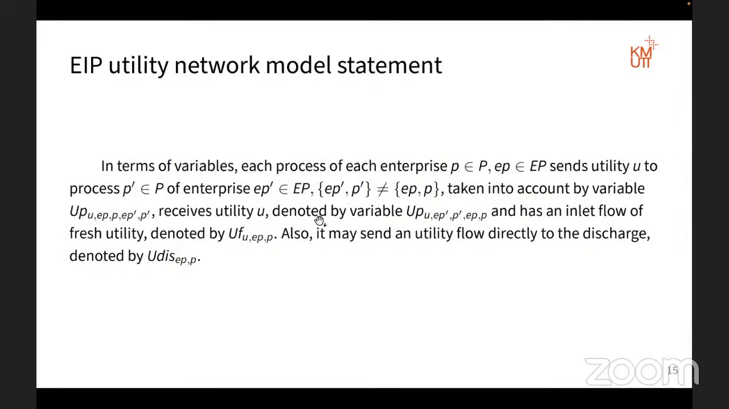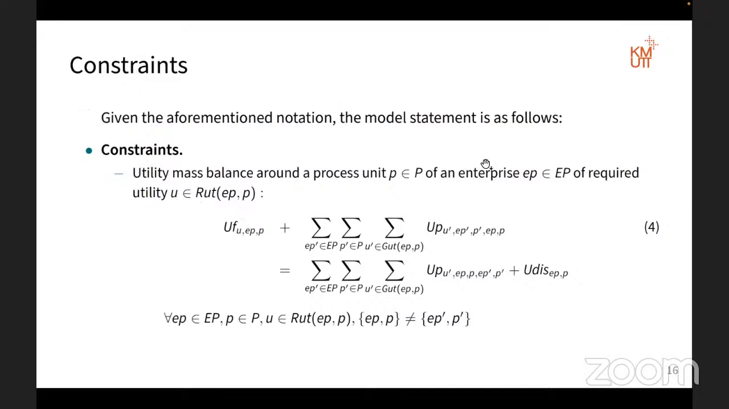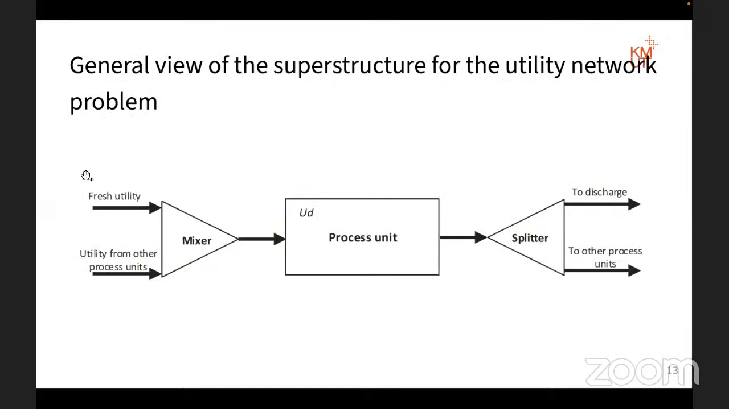Next, we set the constraints of the model. The first is the utility mass balance around process unit P of the enterprise EP, where the required utility U belongs to the required utility of process P of the enterprise EP. Equation four is defined from here. I will come back to this picture. The sum of the utility of all the processes coming in is equal to the utility coming out on the right hand side. This is the meaning of equation four.